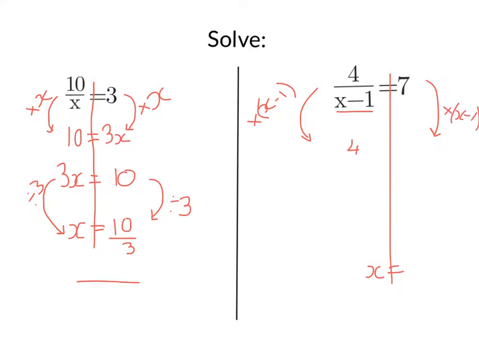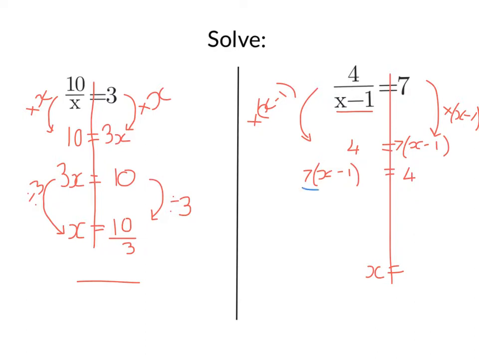Whatever you do to one side, you have to do to the other. So that's going to be 7 times x minus 1. So I've got 4 equals 7 times x minus 1. Now I'm noticing that the unknown is on the right hand side. I don't like it, so I'm going to swap the sides over. So I'm going to have 7 times x minus 1 is equal to 4.